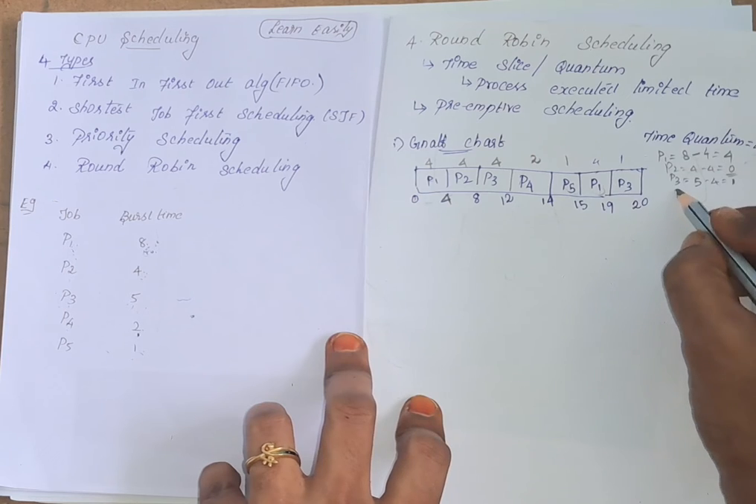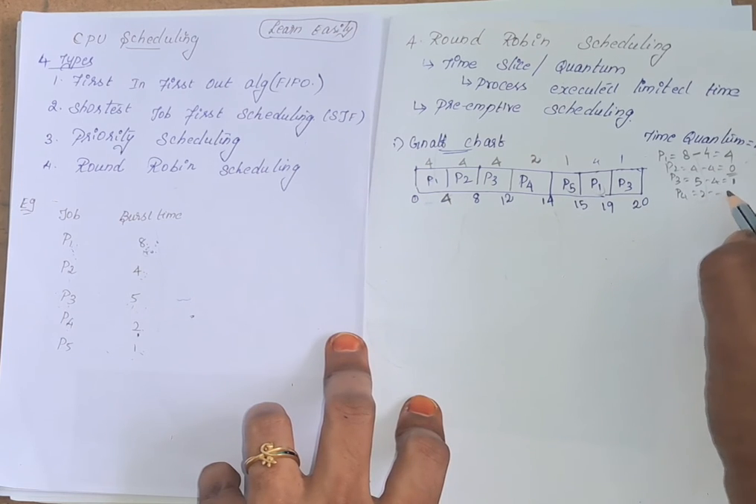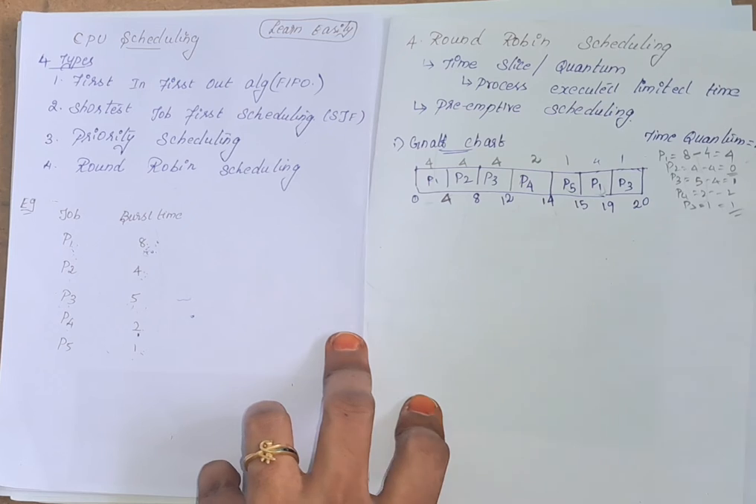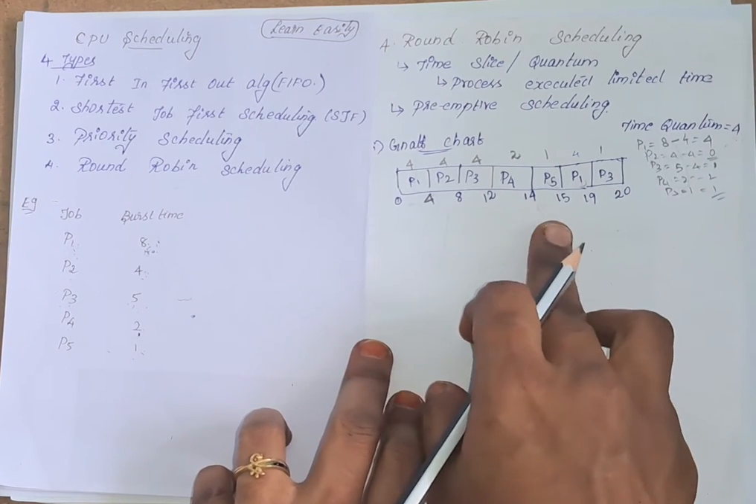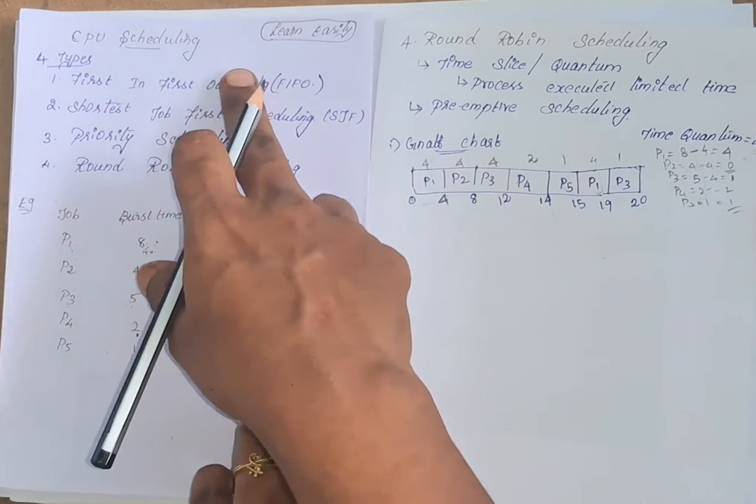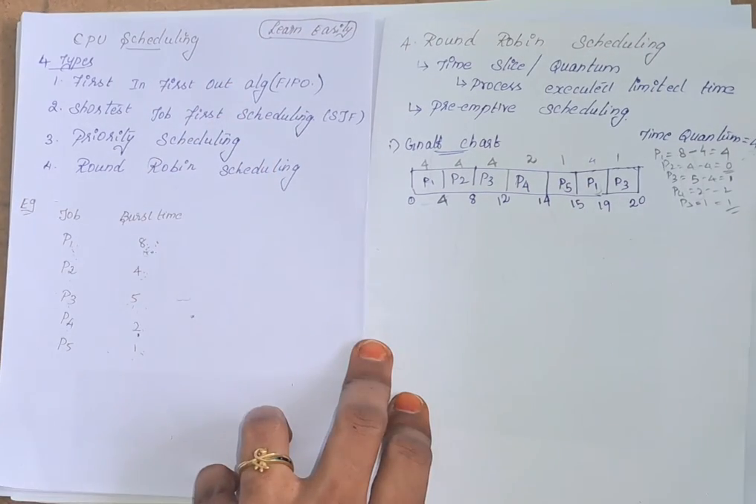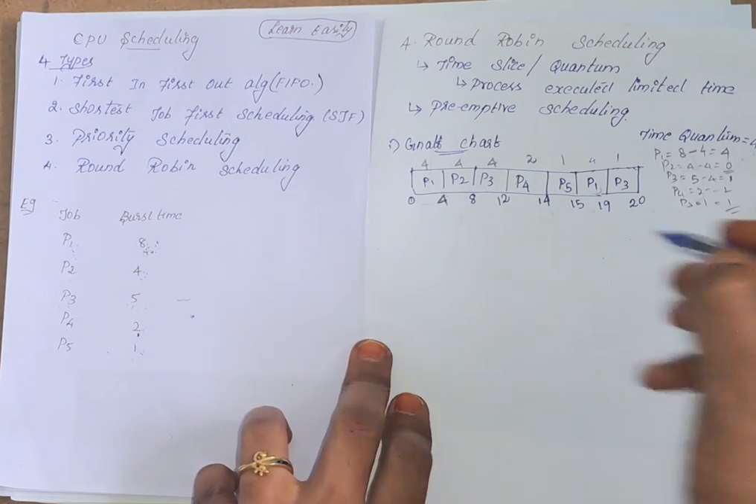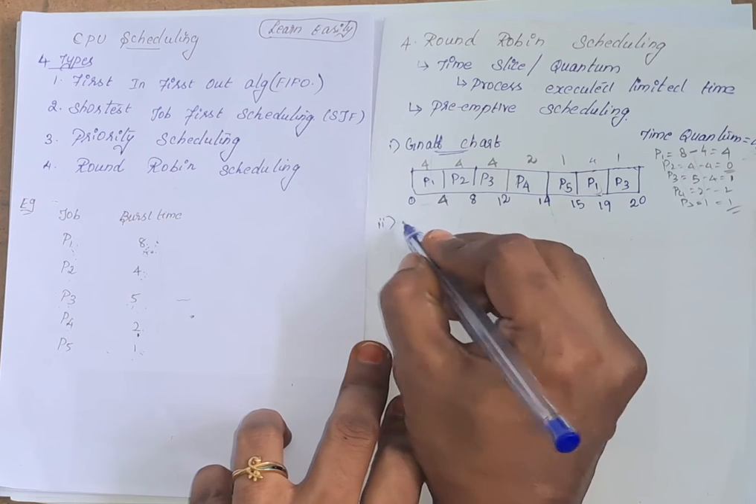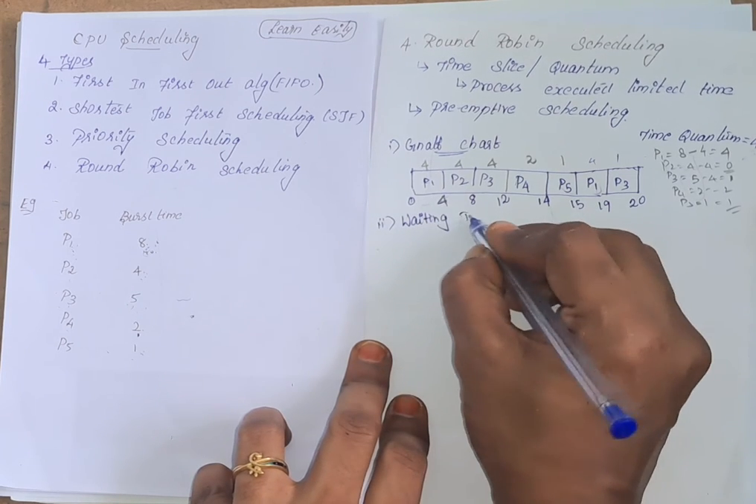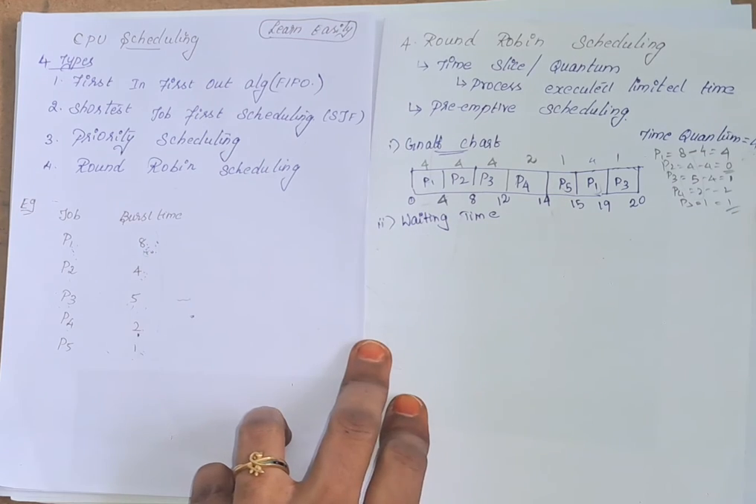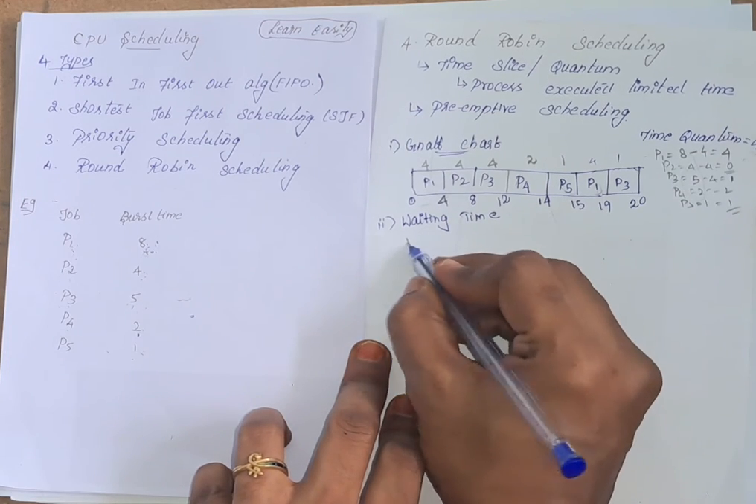So next P4 requires 2, so it is done, and P5 requires 1, yeah, it is also completed. So here all the processes get completed. So this is our Gantt chart. It totally differs from the other 3 scheduling types. Next we have to find our waiting time. Here this also differs a little bit from the other ones.